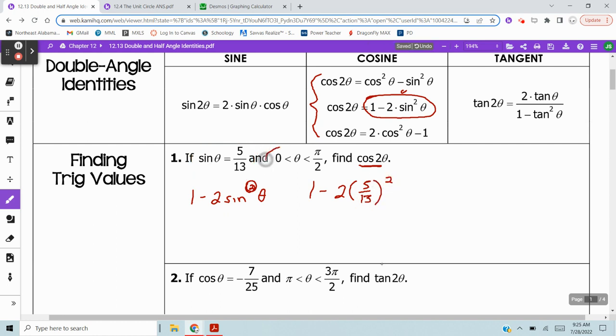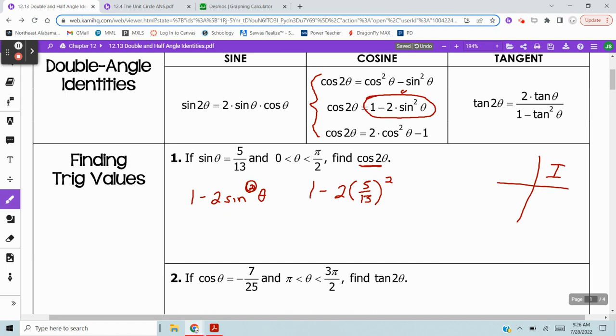Now notice it does give us the quadrant of theta. We're between 0 and 90 degrees, and anytime we're between 0 and 90, this is just another way of telling us that we're in the first quadrant. Before, they would just come out and say, hey, you're in this quadrant. But now they're going to start using this new notation to tell us what quadrant we're in.